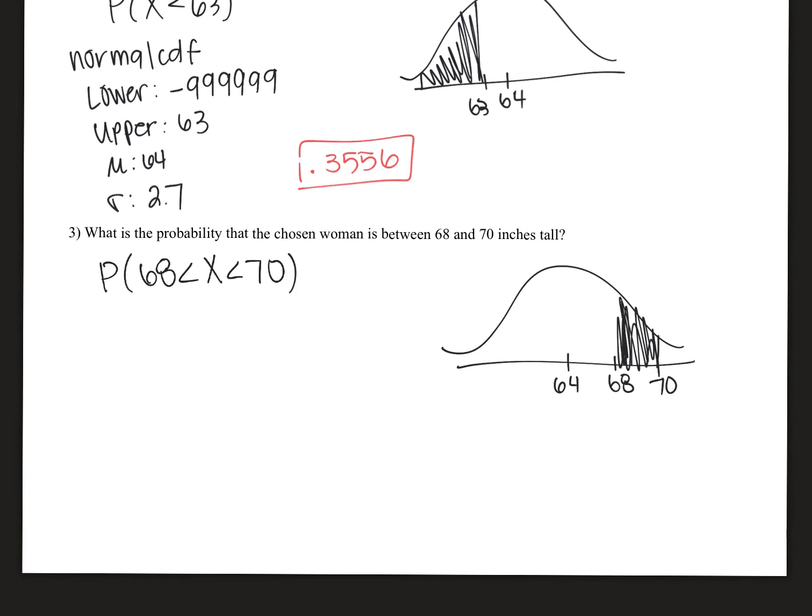So when we do probability between, our mean doesn't necessarily have to fall within that range. So our lower bound is going to be 68. Our upper bound is going to be 70. We're going to do our mean of 64 and our standard deviation of 2.7. And we are going to get a probability of 0.0561.